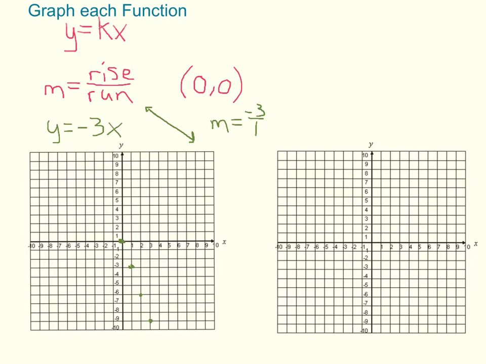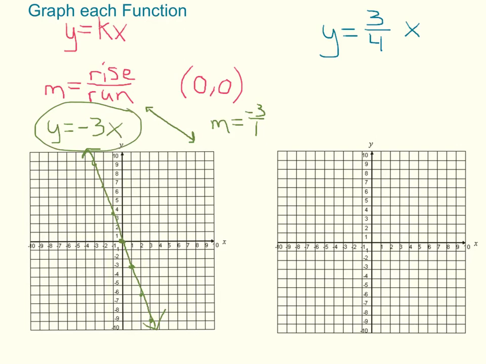And if you go back to the origin and then go backwards, you'd have to go up 3, left 1. Up 3, left 1. And then connect all of those dots to make a straight line. And there we have graphed this equation that's in the form of direct variation.